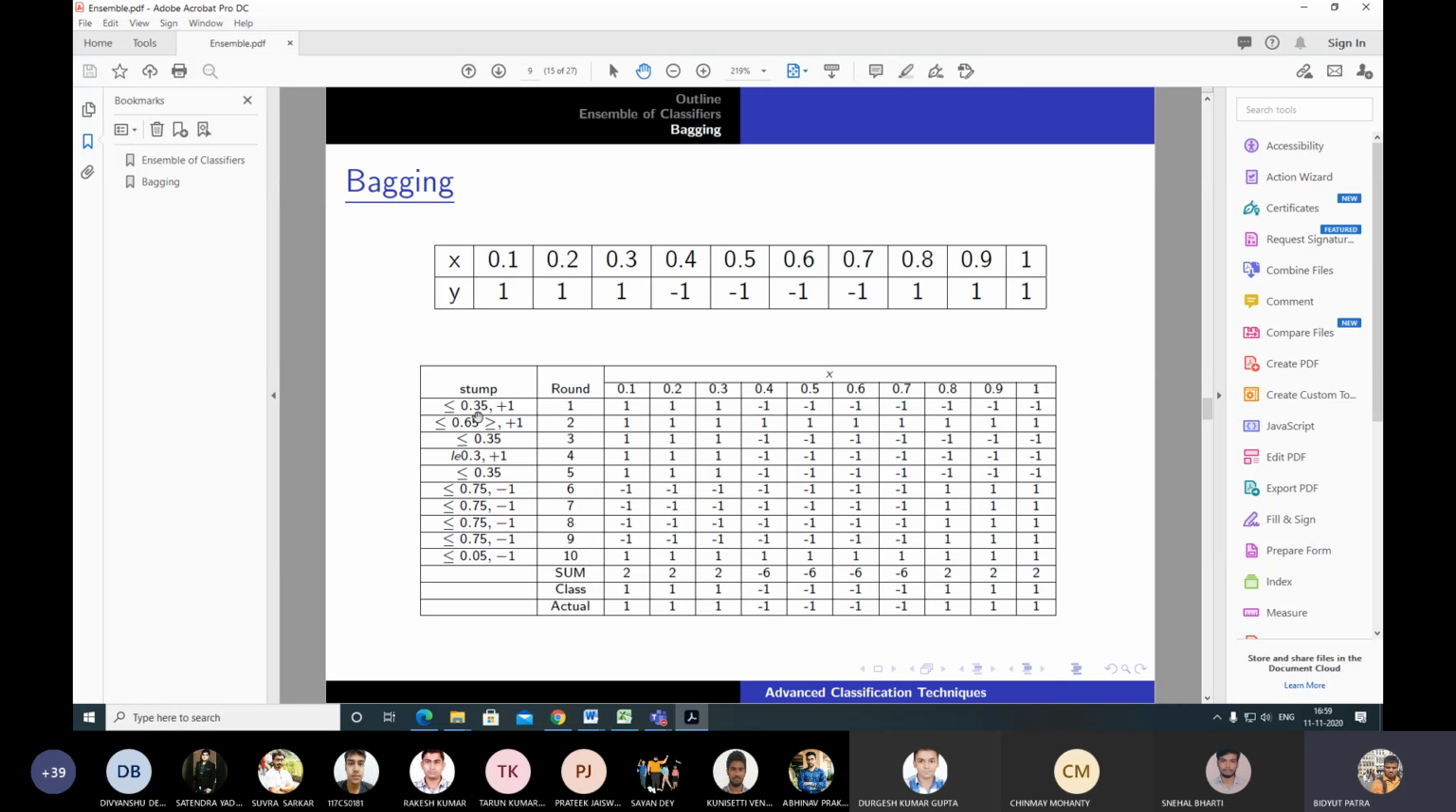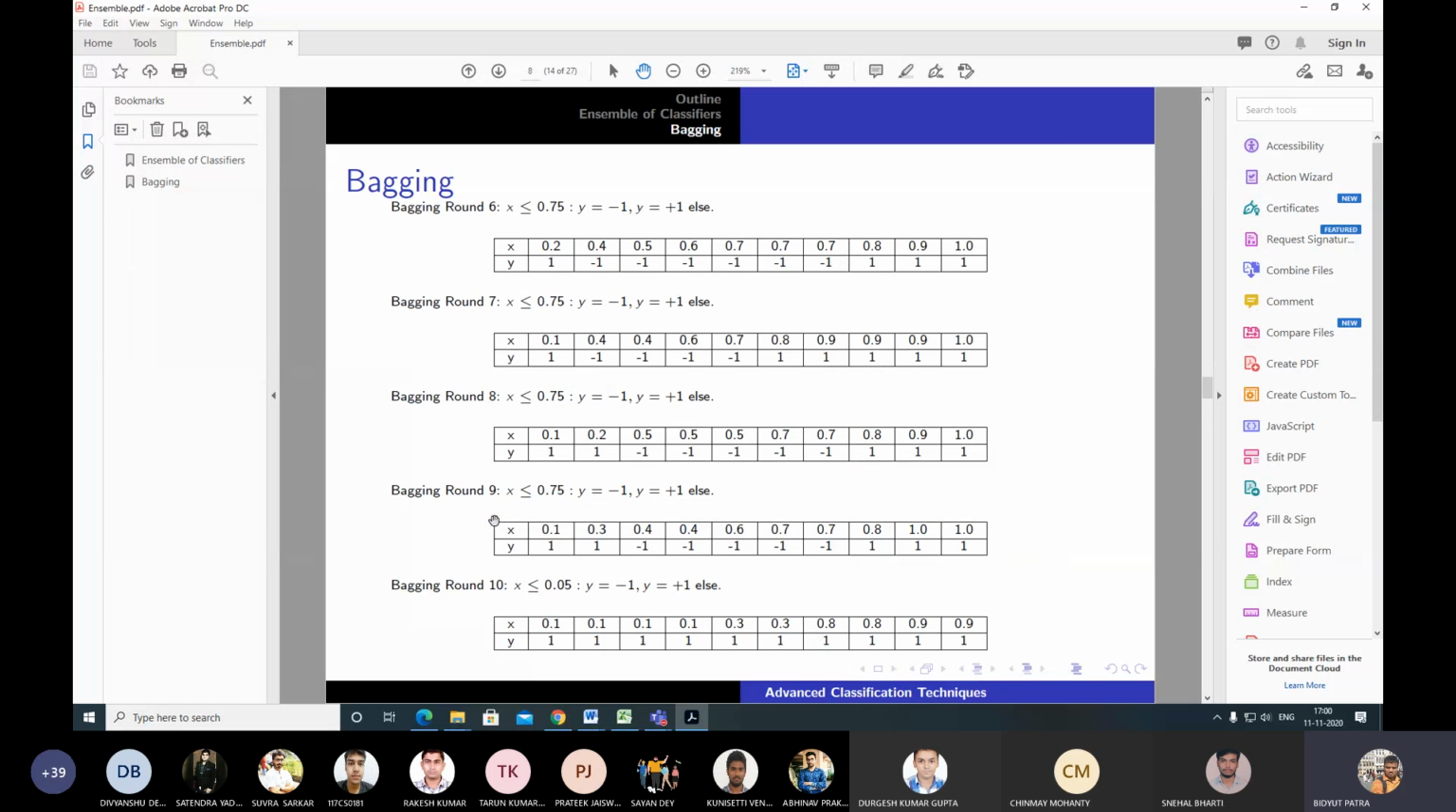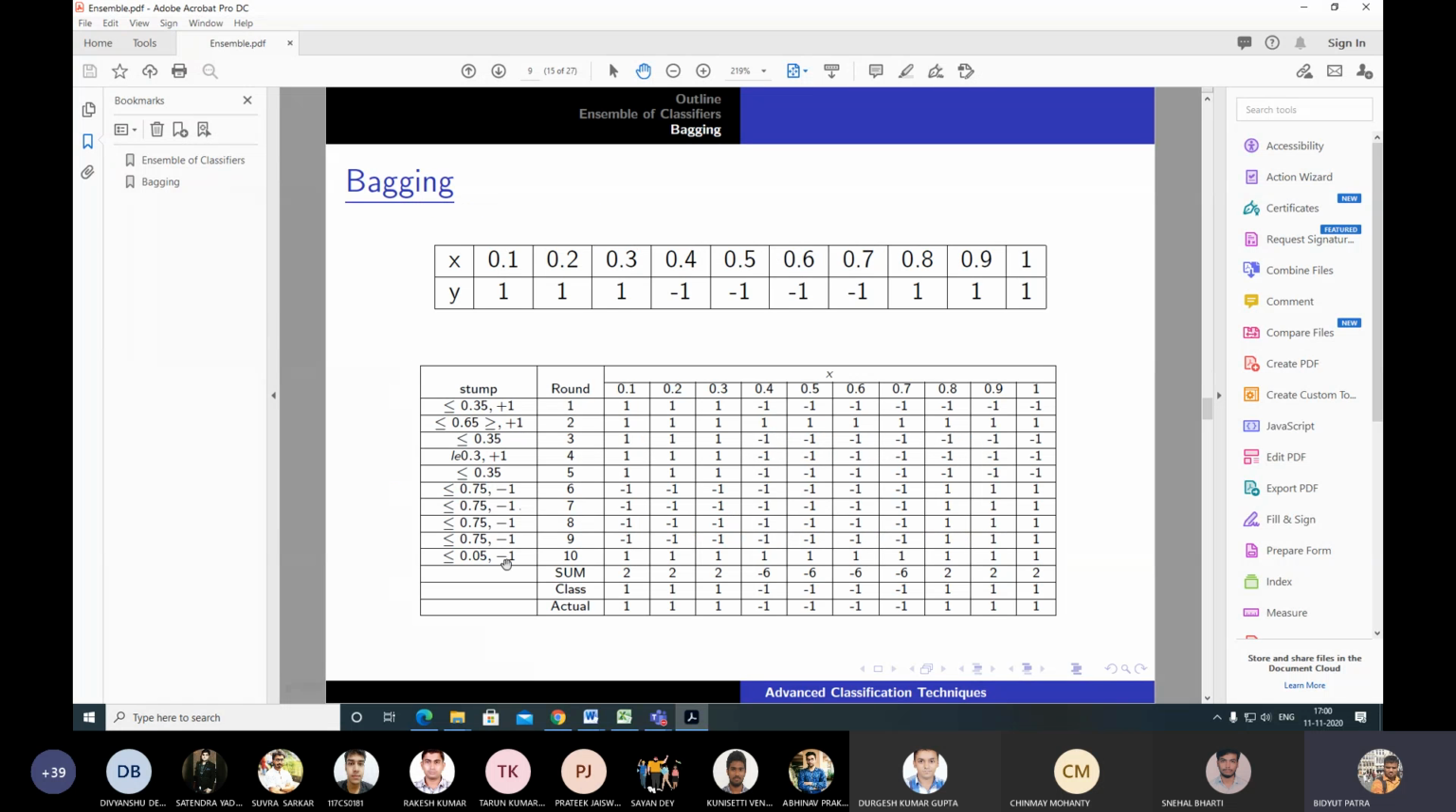Similarly, 0.65: greater than or equal to is positive, less than or equal to also positive, it seems. So then all will be positive here. This one, less than or equal to 0.3, is positive, otherwise negative. So up to this one will be the positive class, the rest negative. Similarly, less than 0.3 will be positive, or all will be negative. Similarly 0.75, for the 8th sample, it's okay. You can see the split at x less than or equal to 0.75. So this is the model.